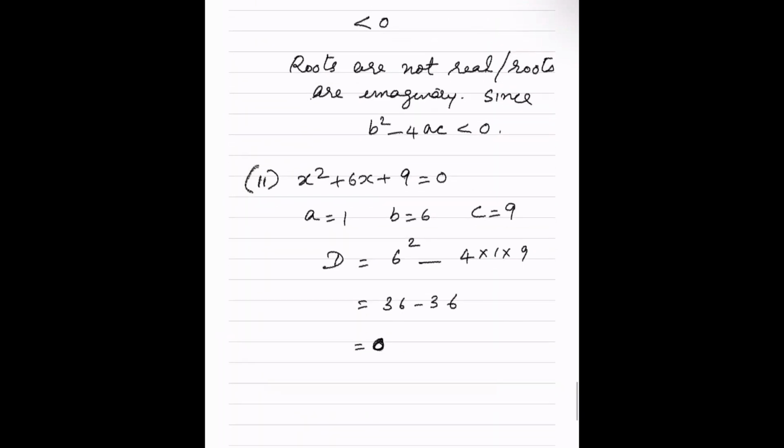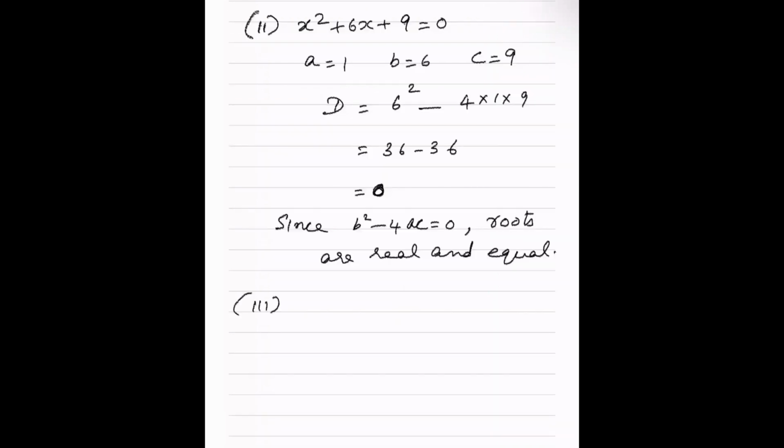Okay, so you can just write that since b square minus 4ac equal to 0, roots are real and equal. They are going to be real numbers and equal.